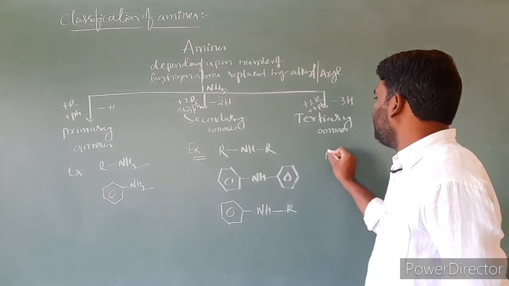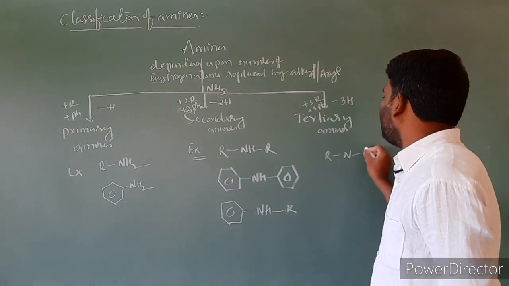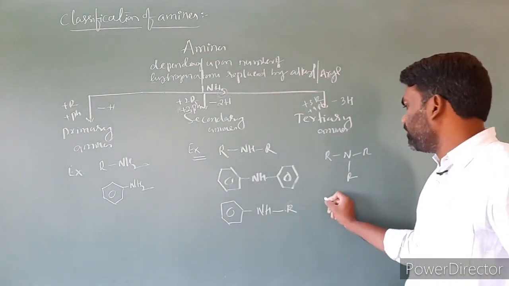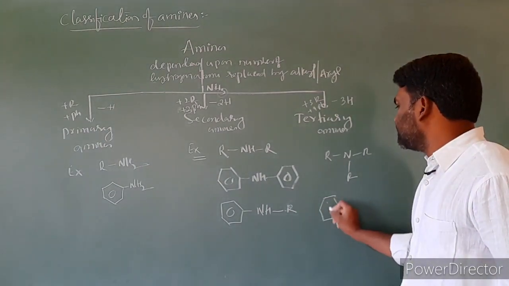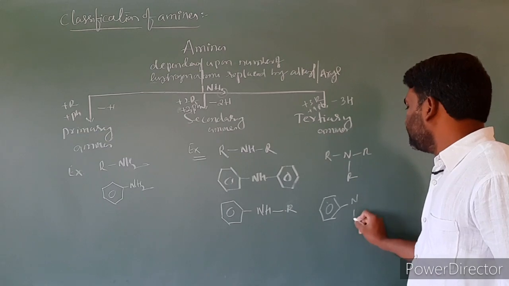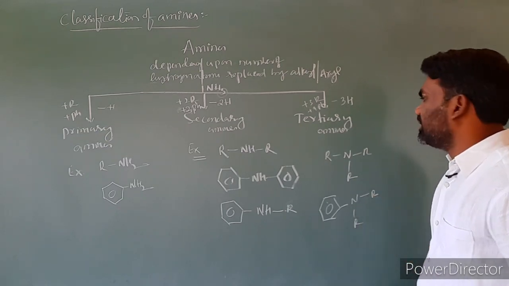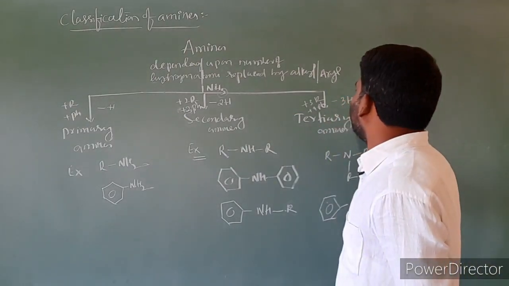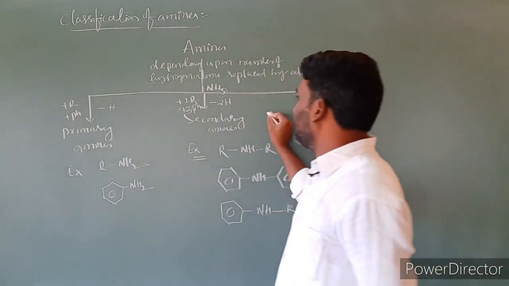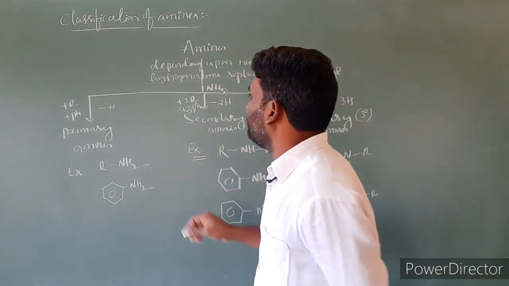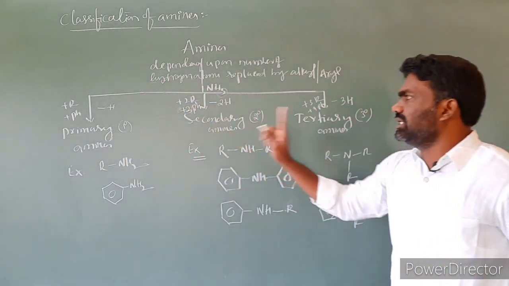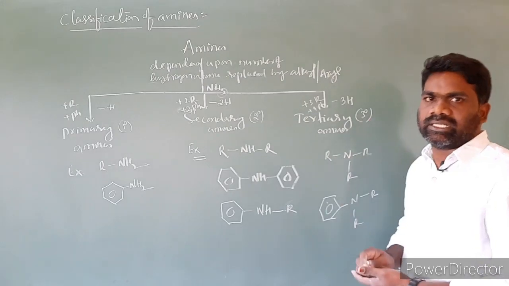For example, I'm taking RNRR. This is an example of a tertiary amine. Take one more example with a benzene ring, N, R and R. This is also a tertiary amine. So this is a 3 degree tertiary amine, a 2 degree secondary amine, and a 1 degree primary amine.